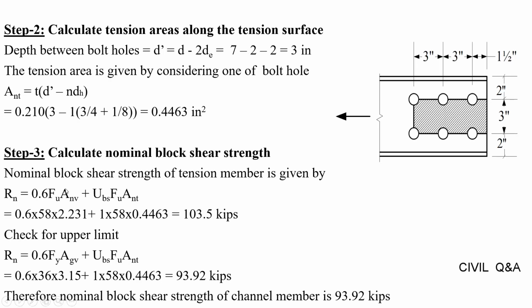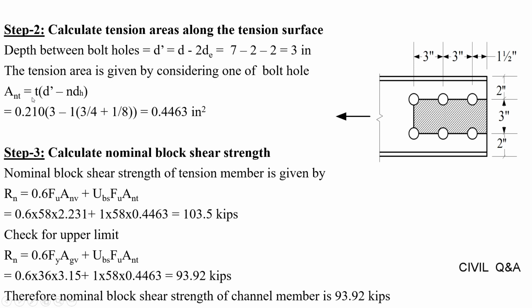In step 2, we will calculate the tension area along the tension surface. For the tension area, we need the depth between the bolt holes. The depth between bolt holes is equal to the total depth minus 2 times the edge distance. That is, total depth 7 minus 2 inch minus 2 inch gives 3 inch, which represents the depth between the bolt holes. In the tension area, there occurs one bolt hole along the tension surface, that is 0.5 plus 0.5, equal to one bolt hole.